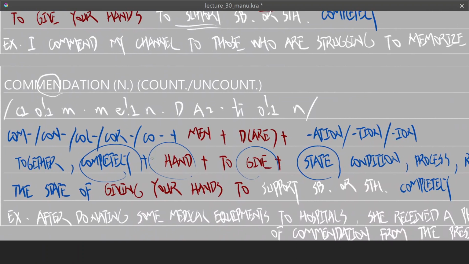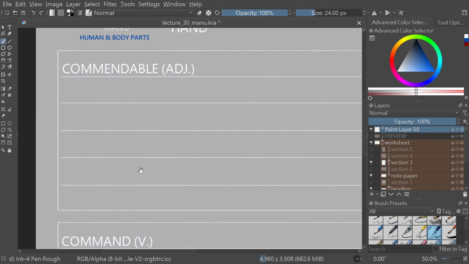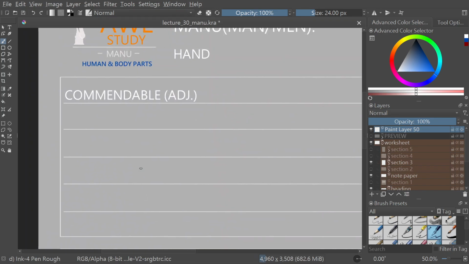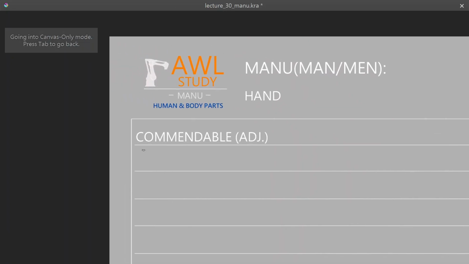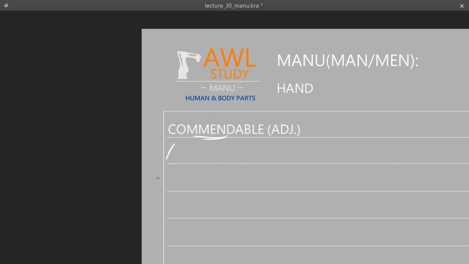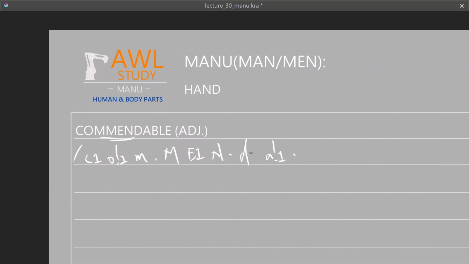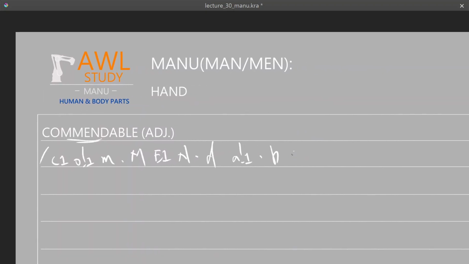Alright, so next we have commendable. Again, since we have a group of people, it means support. So commendable. First schwa sound, then the dark L. Commendable.